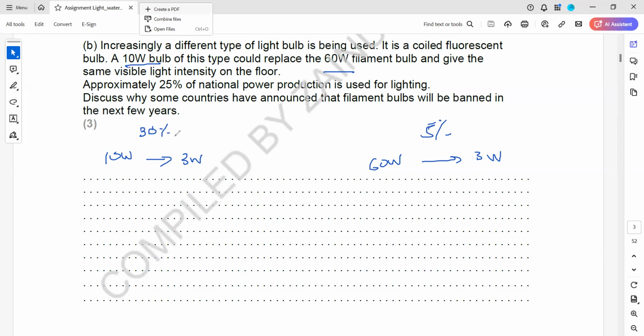If it is 30% efficient, how much energy is wasted? About 70% of the energy is wasted, lost. Here, 95% of the energy is wasted.